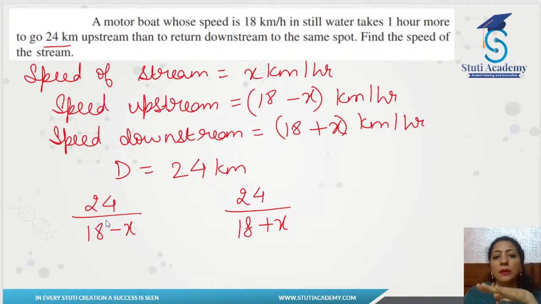Now this is the time taken upstream. So when the speed is less, the time would be more. When the speed is more, the time would be less. So the difference between these two times is already given to us, 1 hour, because it takes 1 hour more to go upstream than to return downstream. So the difference here is 1. Now this is an equation which we have got. We'll bring it down to a quadratic equation in one variable.